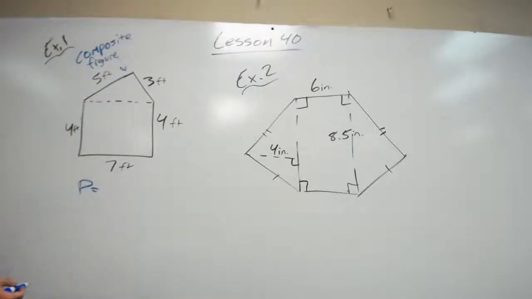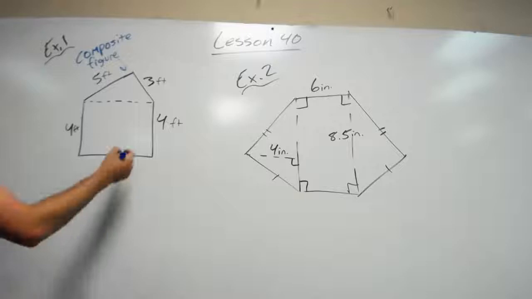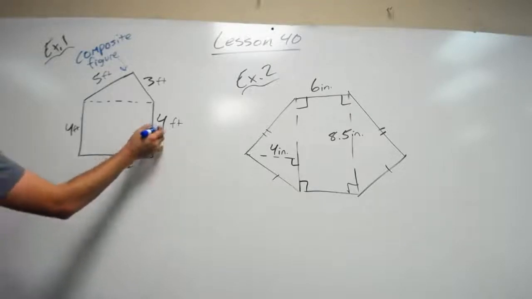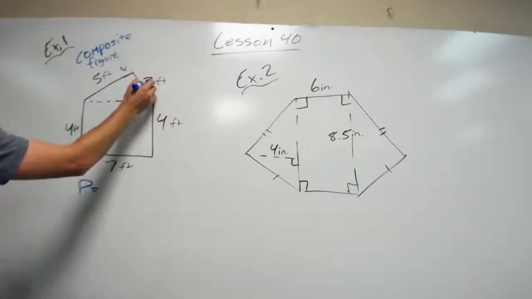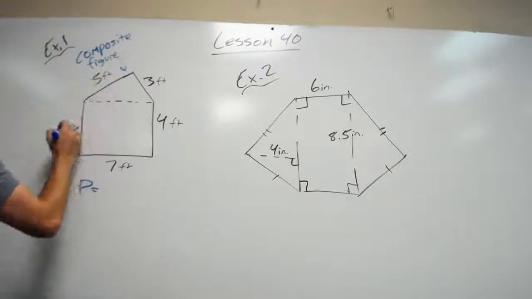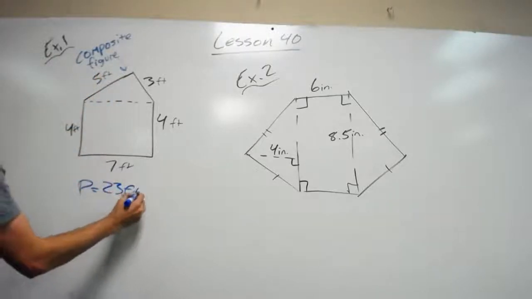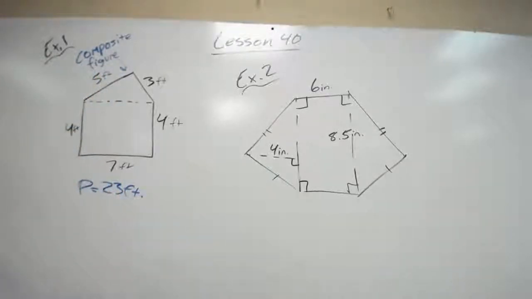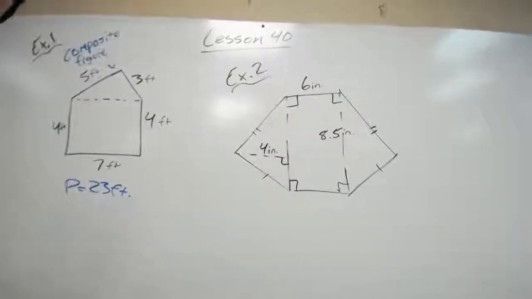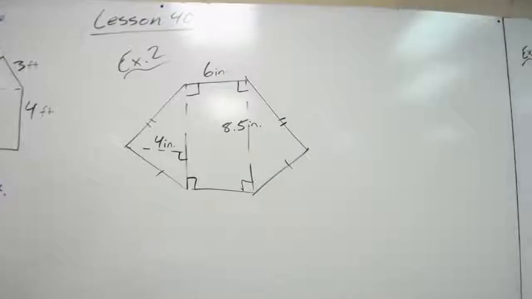Really, it's a 1, 2, 3, 4, 5 pentagon. But it's just an irregular shape that you add all the sides together: 7 plus 4, 11 plus 3, 14, 19, 23 feet. That's very basic. They're not going to be that easy all the time. But let's look at area of composite figures. Area can be a little trickier.